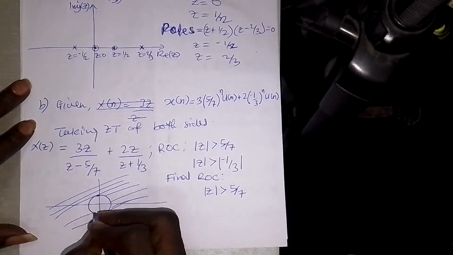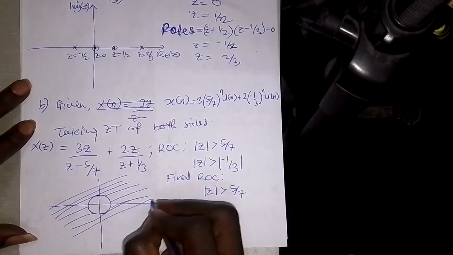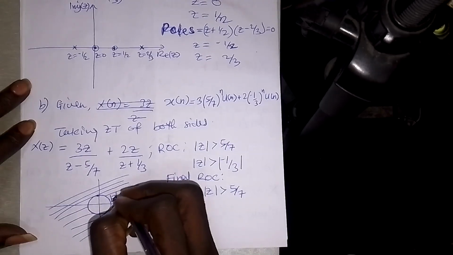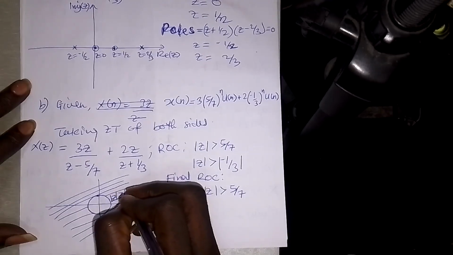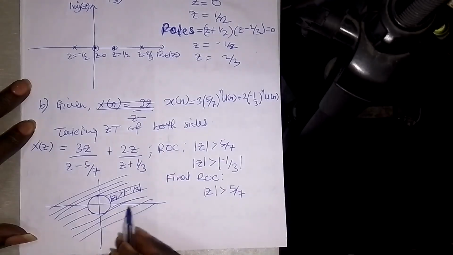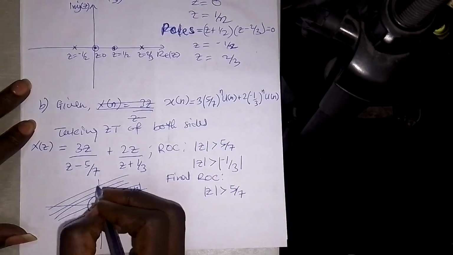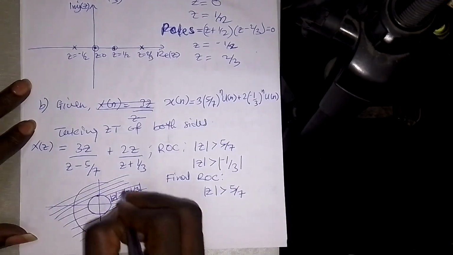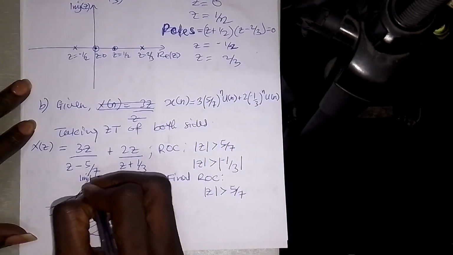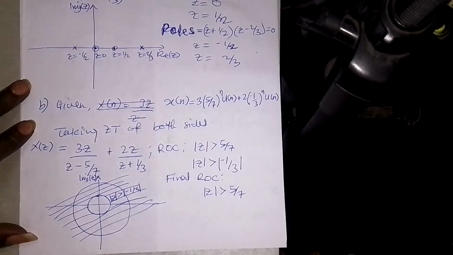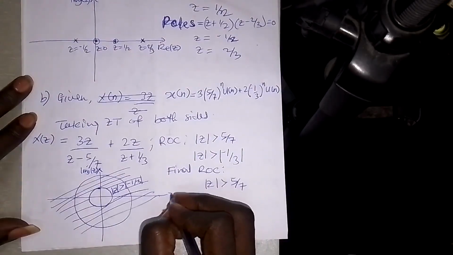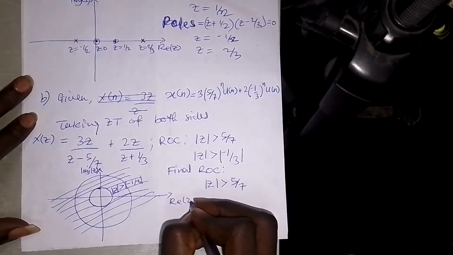So here |z| is greater than the modulus of minus 1 over 3. Then I'll draw the bigger circle, which is 5 over 7, so 5 over 7 is like this. This axis is the imaginary of z, and here is the real of z.